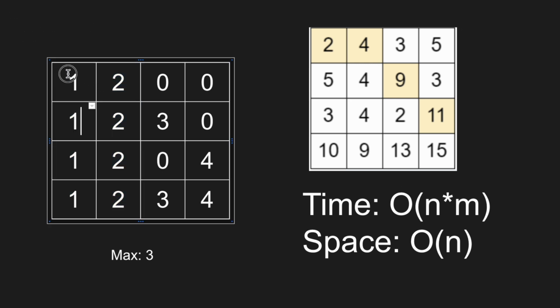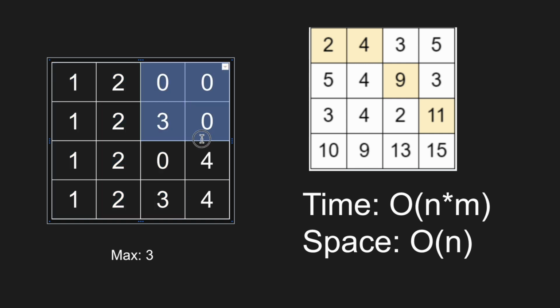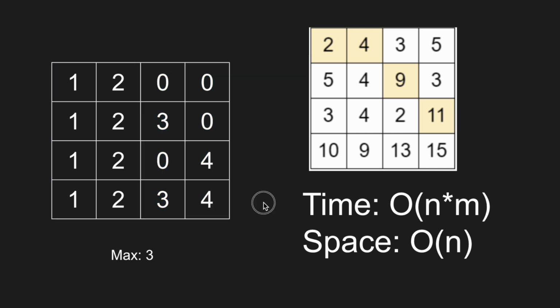So after we have the first 2 columns, we can get rid of this column and just look at these 2 columns. And then after we finish this column, we can forget about this column and just look at these 2 columns. And that would be enough for us to derive the solution. So now let's get to the coding part.